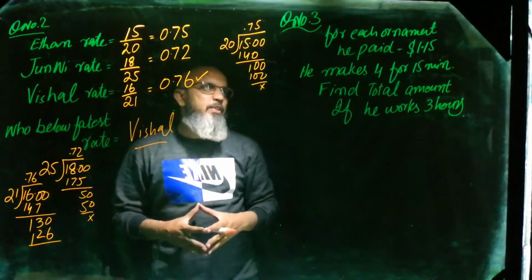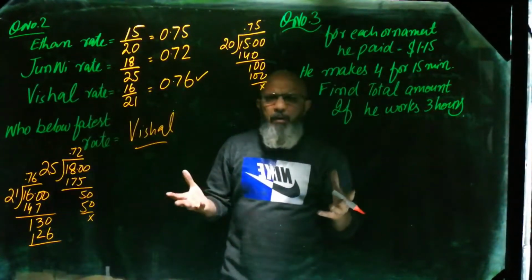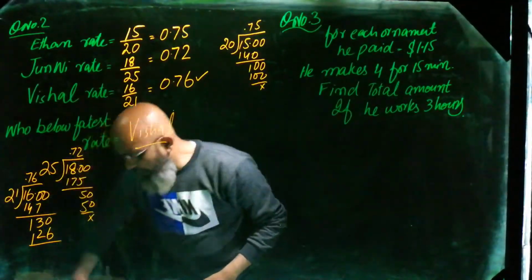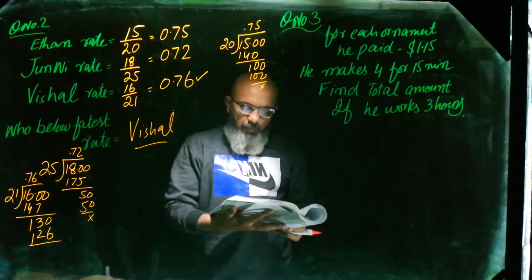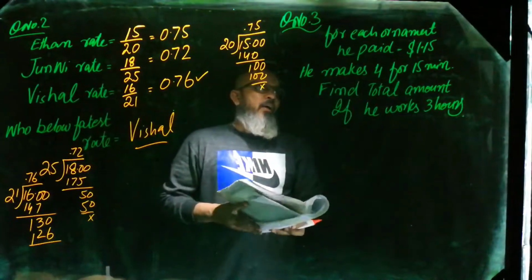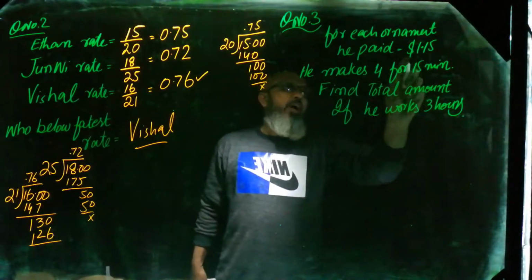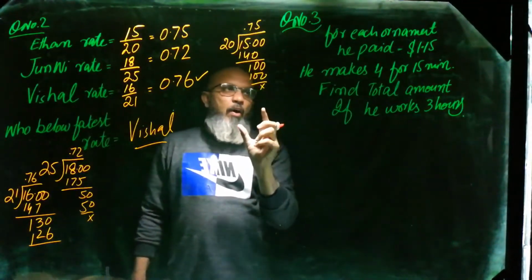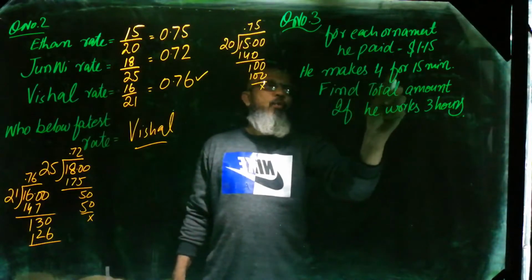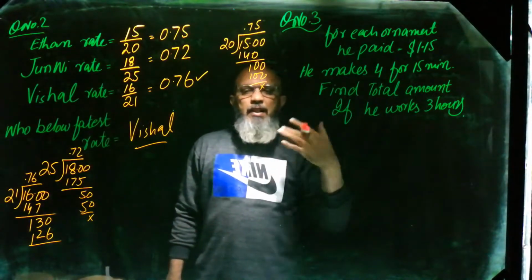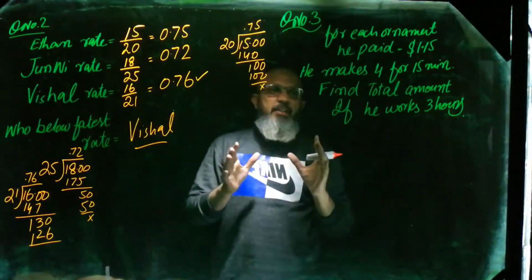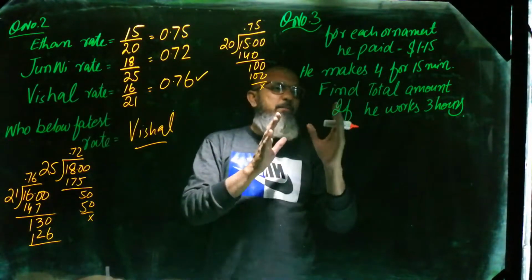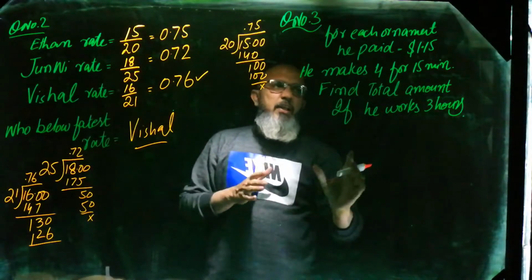So come to the next question. There is a label. I read the question. I write some important points. So the question is: for each ornament a worker makes, he is paid $1.15 for making one ornament. He makes 4 in 15 minutes, means he made 4 ornaments in 15 minutes. Find the total amount he is paid if he works 3 hours.